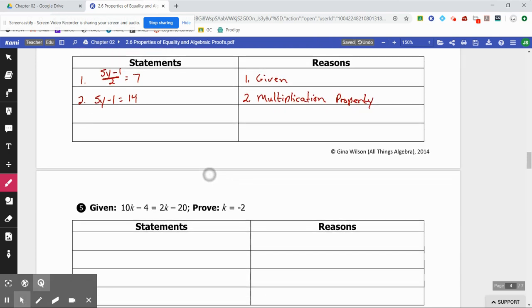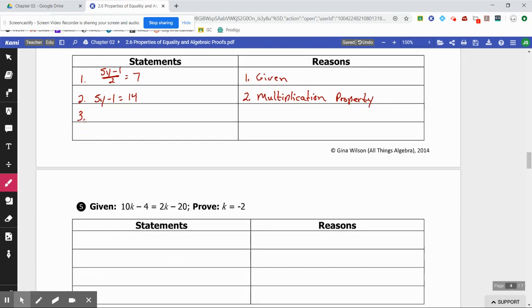And from here on out, it looks just like the other problems that we've been working. Step number 3, to move minus 1, we're going to add 1. When you add 1 to the left side, the minus 1 is gone. Add 1 to the right side, you get 15. That will be the addition property.